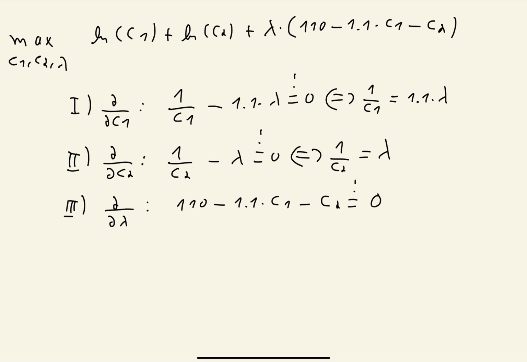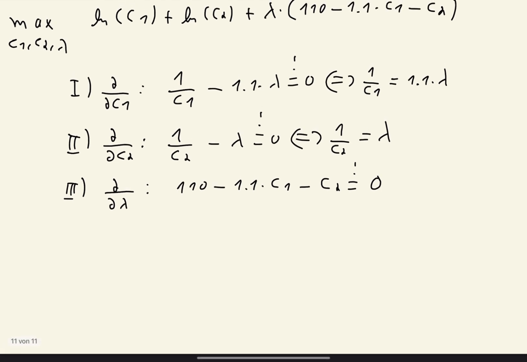So what we need to find out now is the optimal ratio of consumption in the future period and consumption in the current period. In order to find this out, what we simply do is we divide the first first order condition by the second first order condition, dividing each of the corresponding sides of the equations with each other.